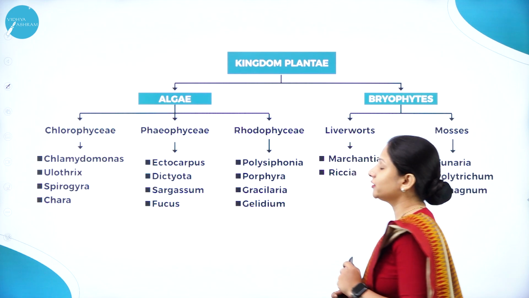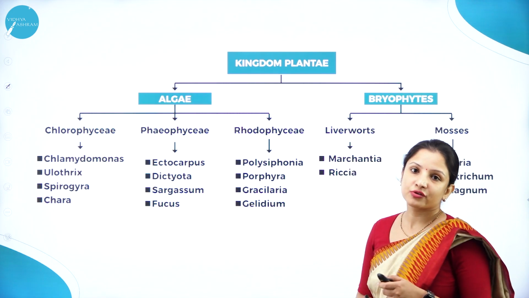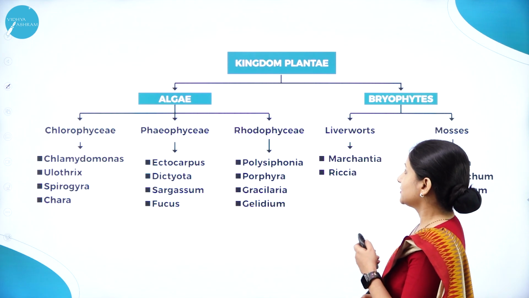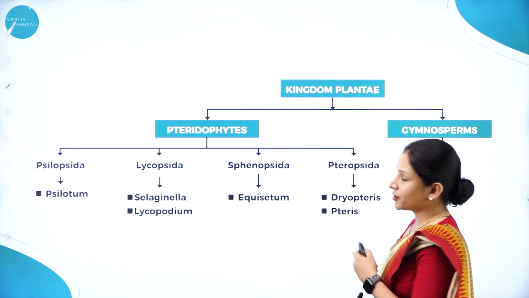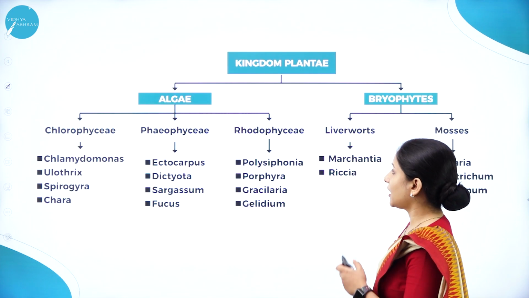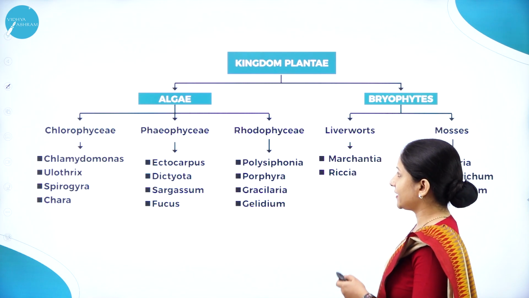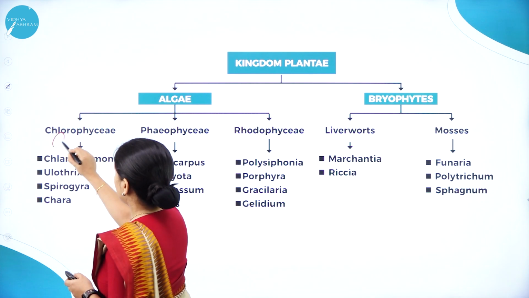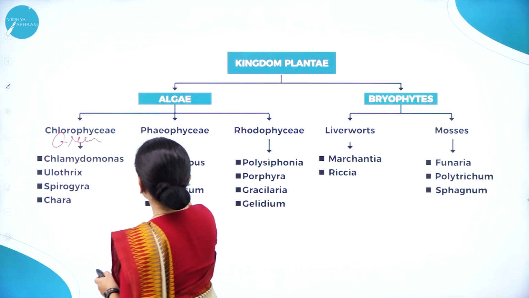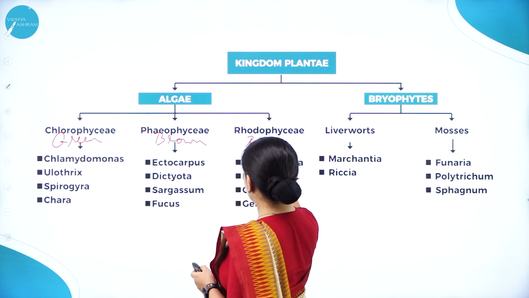Next, moving further, we'll go to kingdom Plantae. Under kingdom Plantae, they are grouped into different classes: algae, bryophytes, pteridophytes, gymnosperms and angiosperms. Algae are again divided into Chlorophyceae, Phaeophyceae and Rhodophyceae. Chlorophyceae are the green algae, Phaeophyceae are the brown algae, and Rhodophyceae are the red algae.